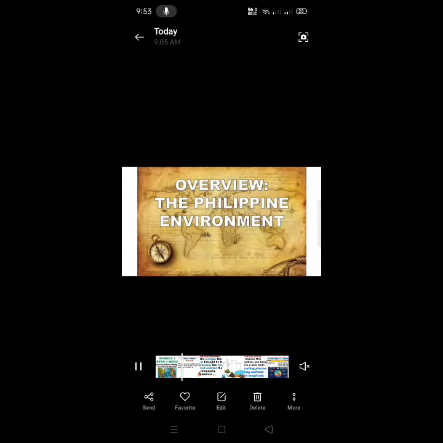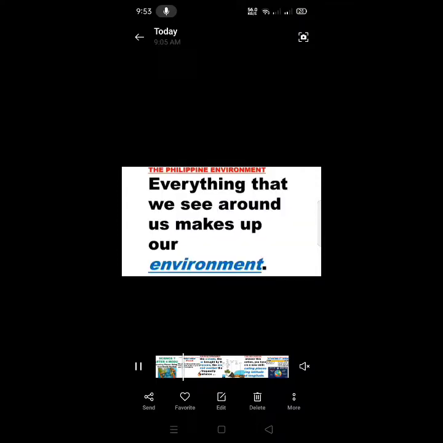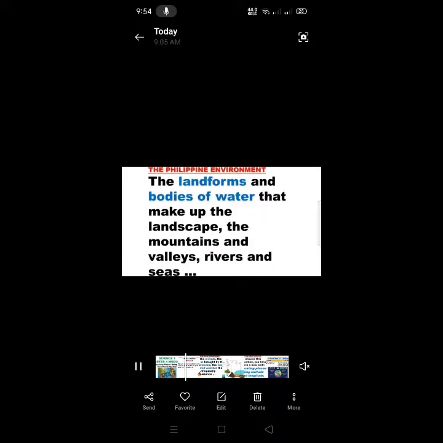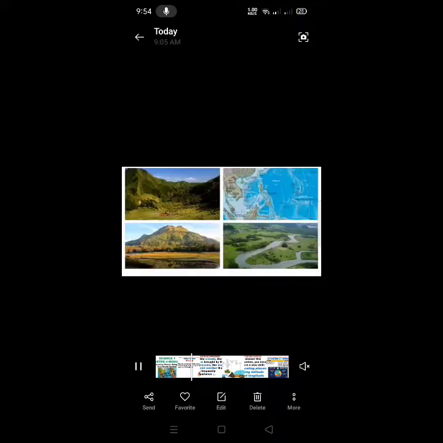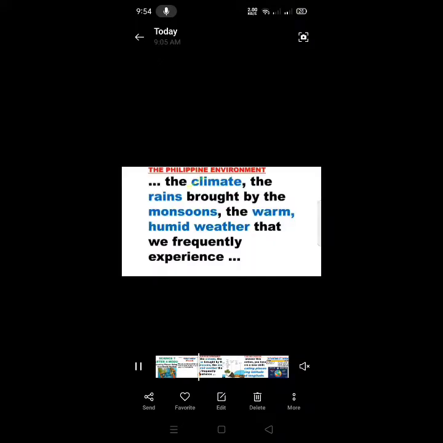So let us overview the Philippine environment. Everything that we see around us makes up our environment. The landforms and bodies of water that make up the landscape, the mountains and valleys, rivers and seas are all present in our environment. So here in the Philippines, we have our mountains. We also have our valleys. We also have lakes and ocean. So these are all parts of our Philippine environment.